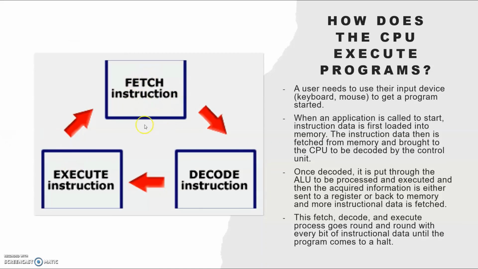This method of fetch data, decoding and processing data, and executing data is a cycle that continues on until all the data needed to execute the program comes to a stop. The program appears on your respective output device of choice, and you're good to activate the next program or instruction.